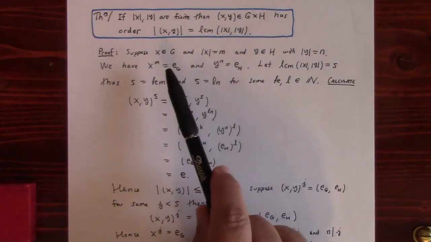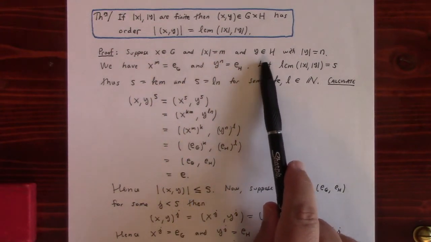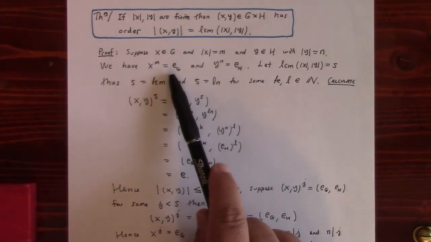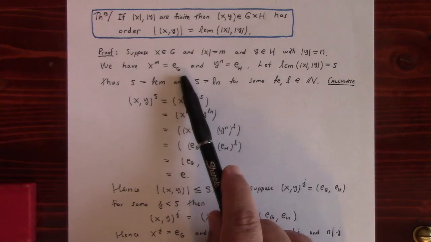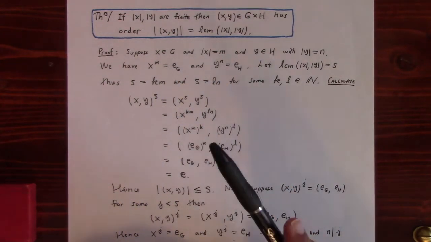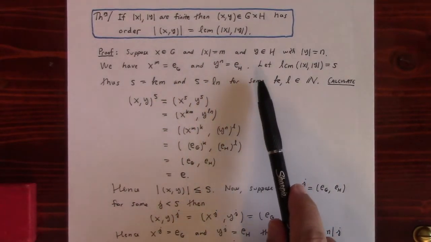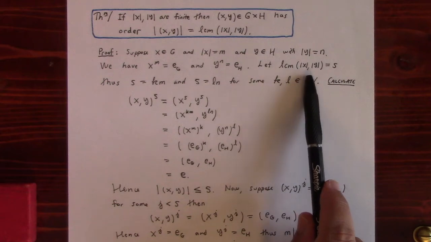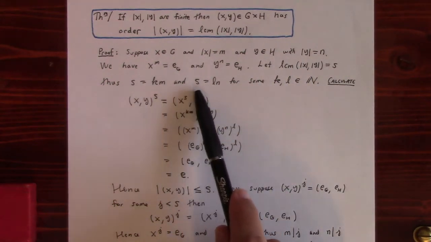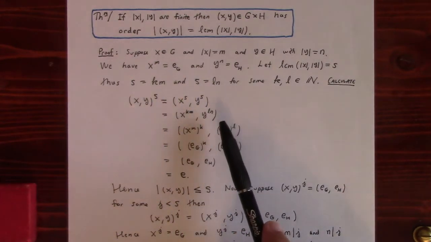All right, so here we go. Suppose x is in the group G and the order of x is m. Suppose y is in H and the order of y is n. We of course have that x to the m is equal to e in the group G, and y to the n is equal to e in the group H by assumption of the order of the elements. So if we let the least common multiple of m and n be s, that means that s is a multiple of m and s is a multiple of n, according to some integers k and l. So we can calculate.